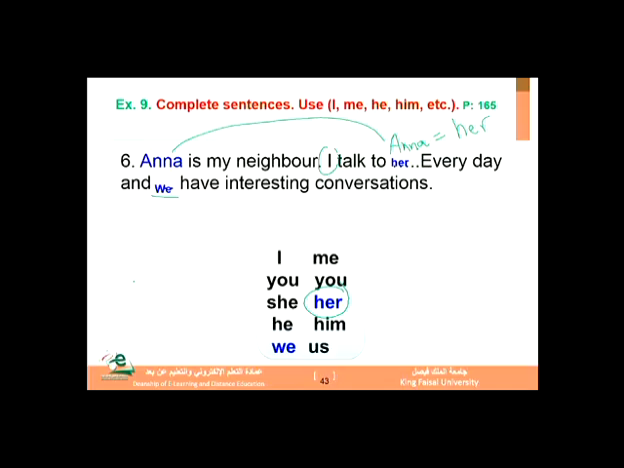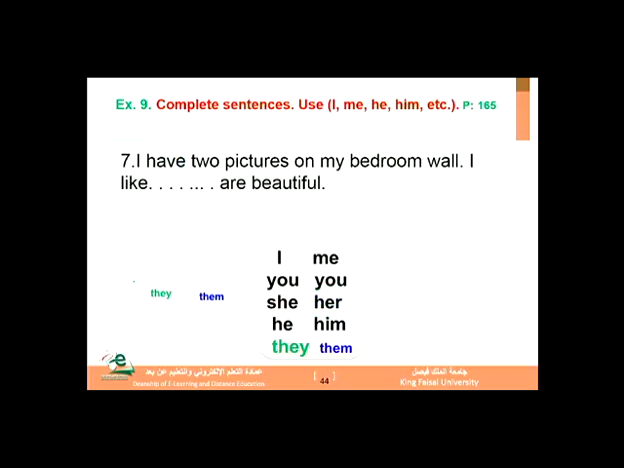Okay. Next sentence. I have 2 pictures on my bedroom wall. I like they, or I like them. I like those 2 pictures. So it is an object pronoun. I like them. So I have 2 pictures on my bedroom wall. I like them.